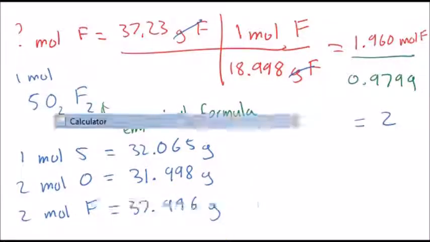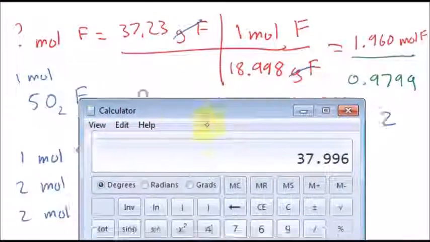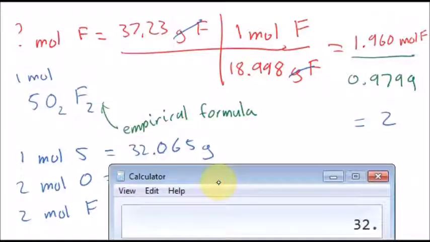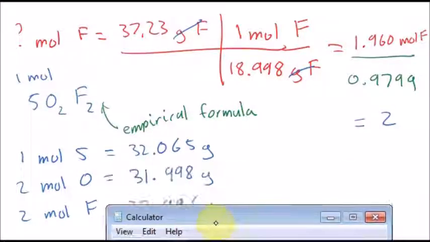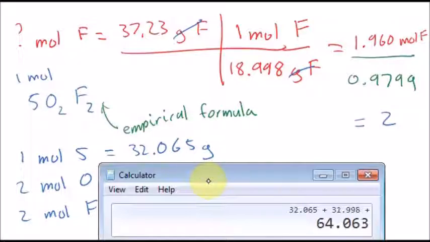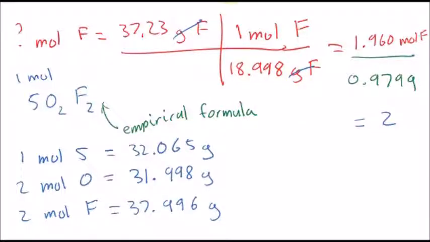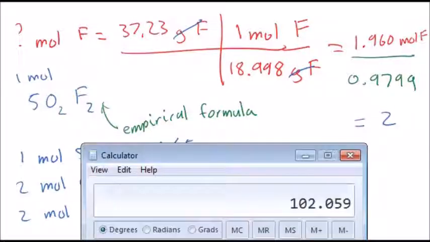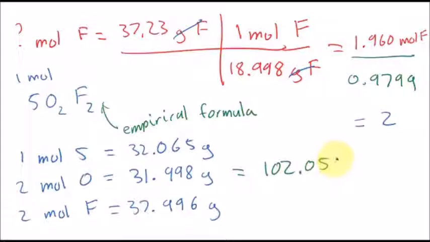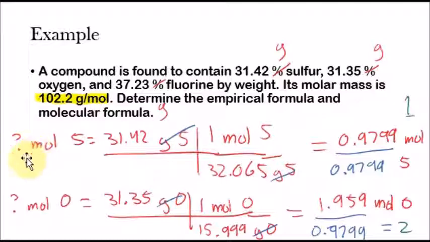Now we can add all these together. 32.065 plus 31.998 plus 37.996. I'm getting 102.059. So the molar mass of our empirical formula is 102.059 grams per mole. Now, if you look back, the molar mass of our molecular formula is also 102.